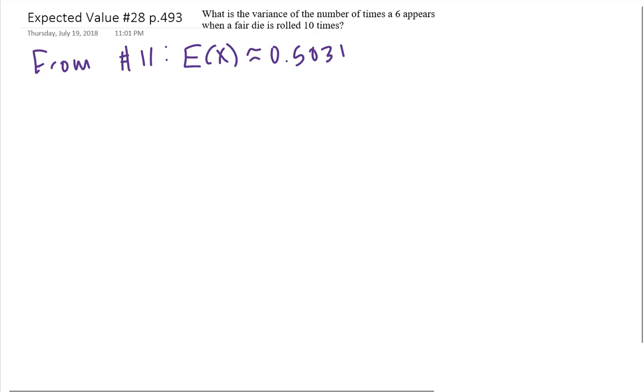This is related to number 11 on page 492, because variance requires the calculation of the expected value. So in problem number 11, I got 0.5031 from the following method.